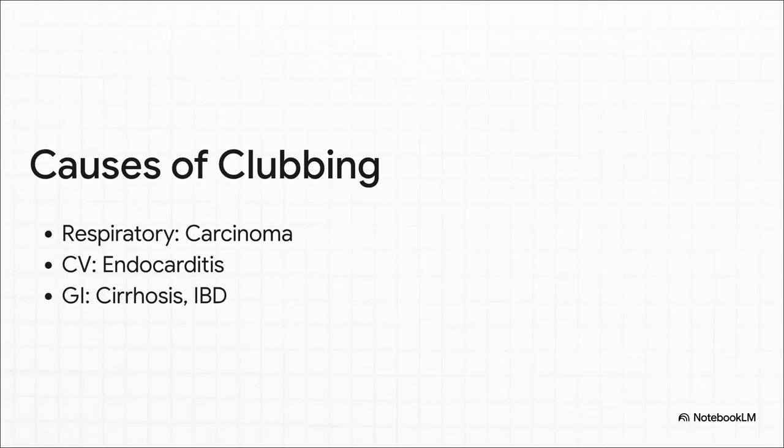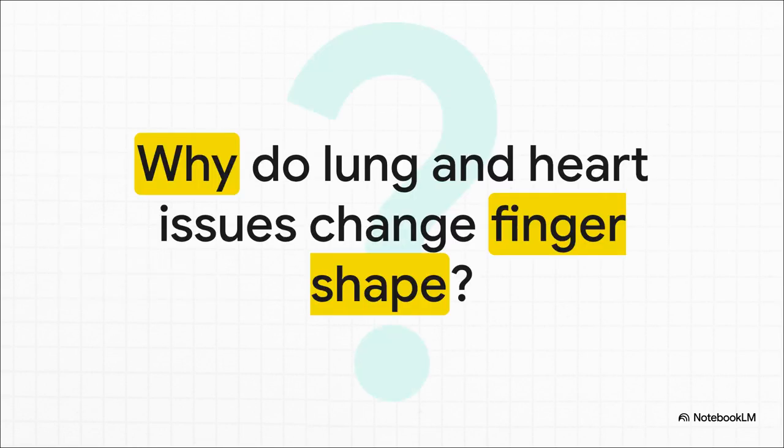The crazy thing is just how broad the causes are. We're talking respiratory issues like bronchial carcinoma or fibrosing alveolitis, cardiovascular problems like infective endocarditis or cyanotic heart disease, even GI conditions like cirrhosis and Crohn's disease. It is truly wild that a diseased gut or a failing heart shows up right at the very tips of your fingers. But that begs a pretty big question. How? Why on earth does a problem in your chest literally change the shape of your fingernails?